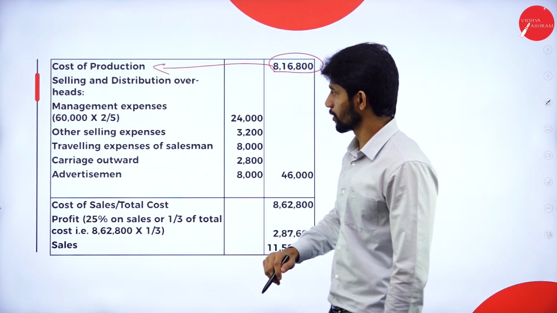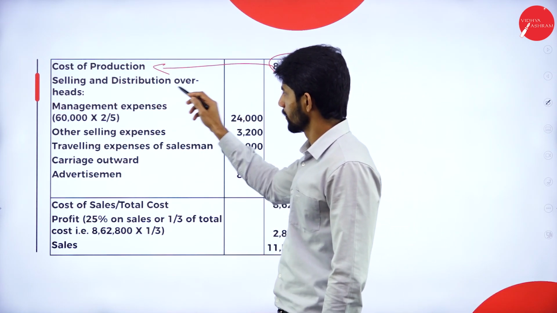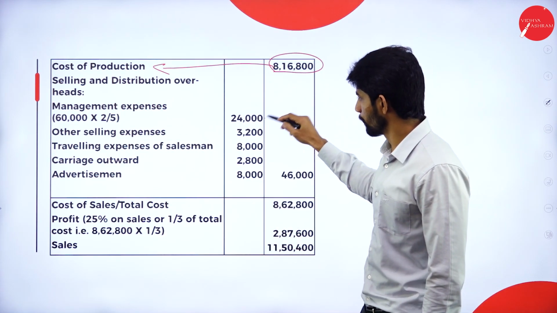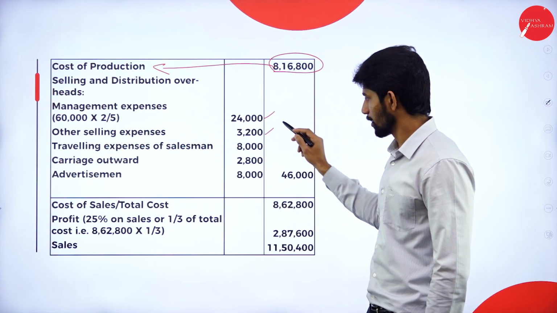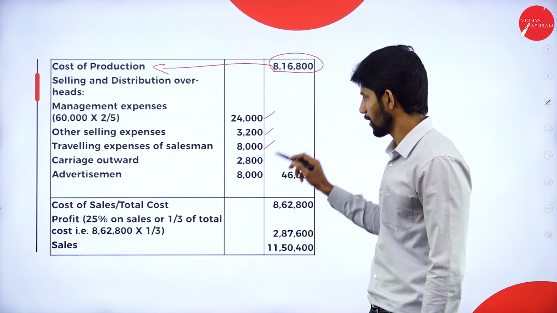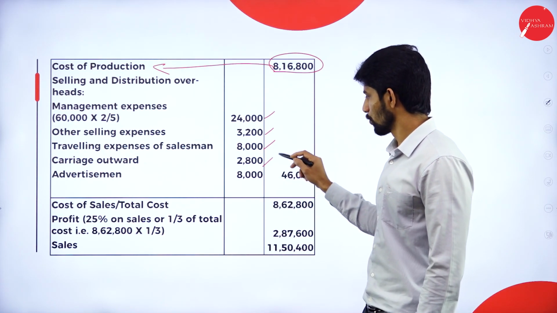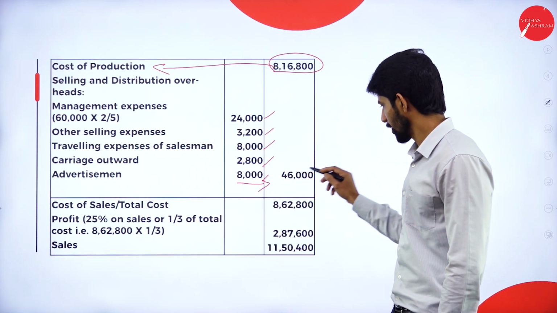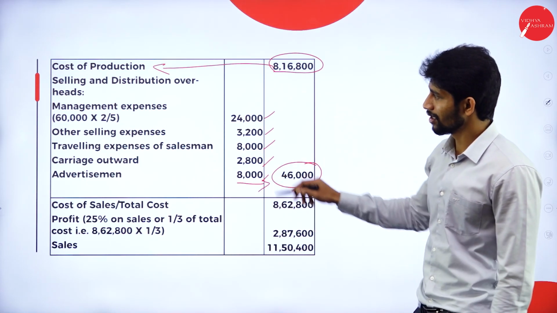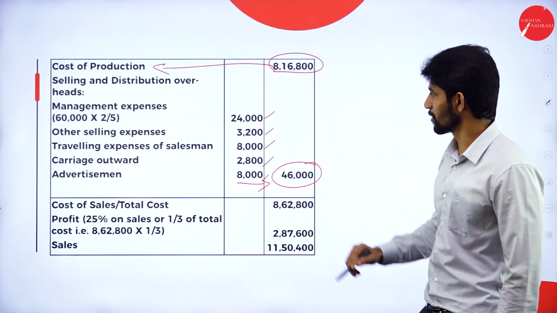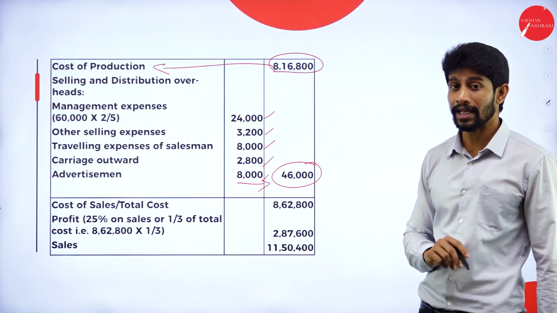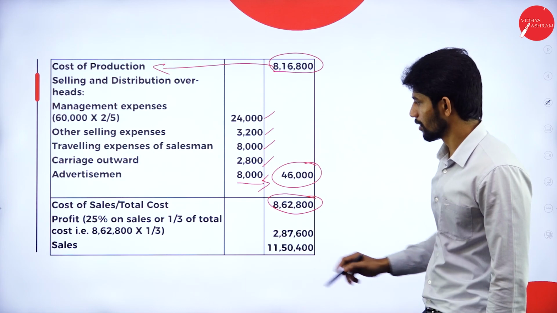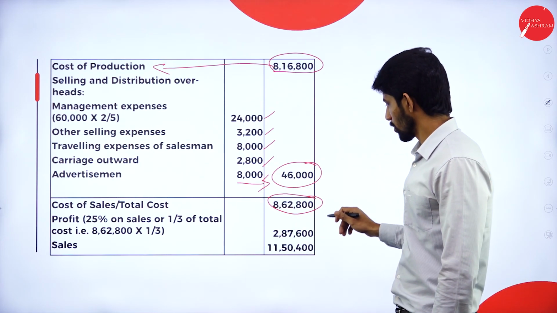So for cost of production, add selling and distribution overhead. So in that, management expenses 2/5 relating to selling, so 24,000. Other selling expenses 3,200, traveling expenses 8,000, carriage outward 2,800, advertisement 8,000. Total this, you'll get 46,000. This 46,000 is total selling and distribution expenses. So add it with 8,16,800, that is cost of production. You'll get some total. This total is called what? Total cost.